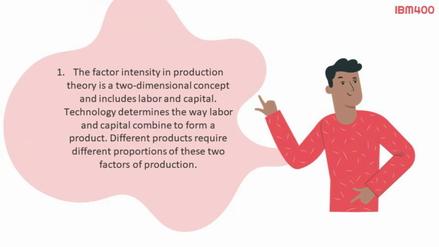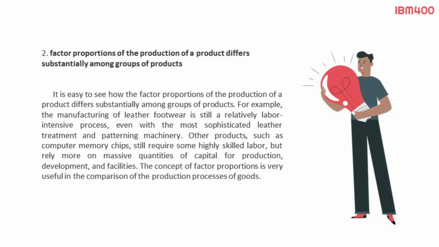The factor intensity in production theory is a two-dimensional concept and includes labor and capital. Technology determines the way labor and capital combine to form a product. Different products require different proportions of these two factors of production. Next, the factor proportion of the production of the product differs substantially among groups of products.